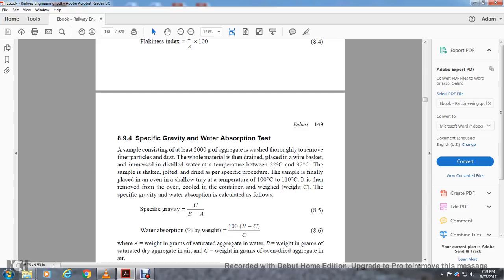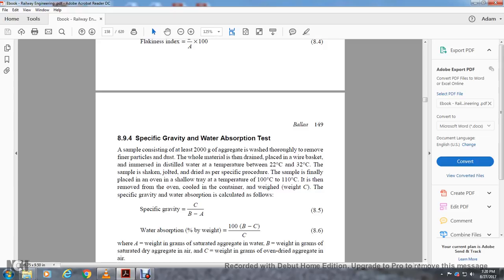The sample is finally placed in a shallow tray in an oven at a temperature of 100 to 110 degrees Celsius, and then removed and cooled in an airtight container, and weighed. The specific gravity and water absorption are calculated as follows. Specific gravity is equal to the oven-dried weight divided by B minus A. Water absorption, percent by weight, equals 100 times B minus C over C.